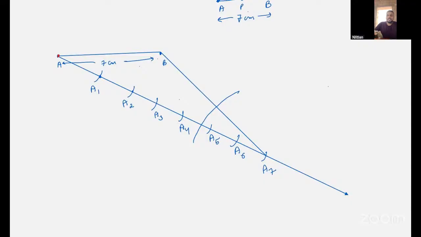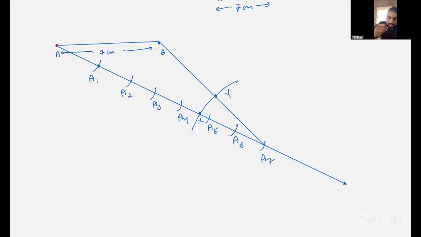Okay, listen. Till here, done. Now name these two points you got X and Y. Don't disturb the compass. I'm saying again. When you make this arc from A7, don't disturb the compass. Christina, did you disturb the compass? If you disturb the compass it will disturb your marks. Don't disturb the compass now.